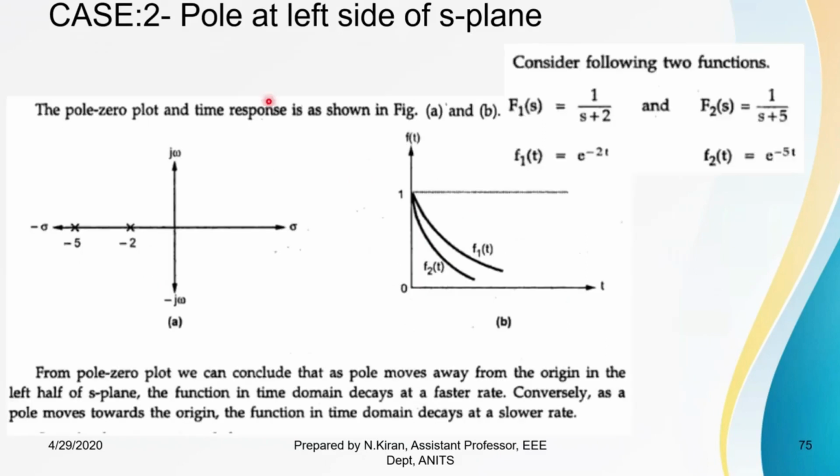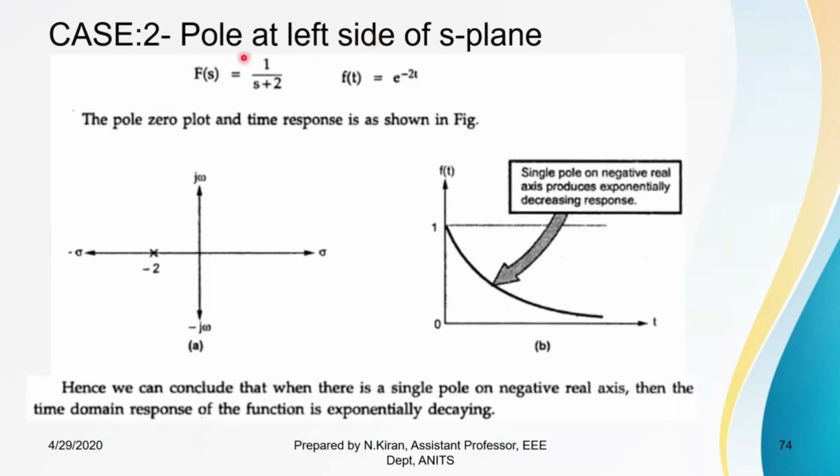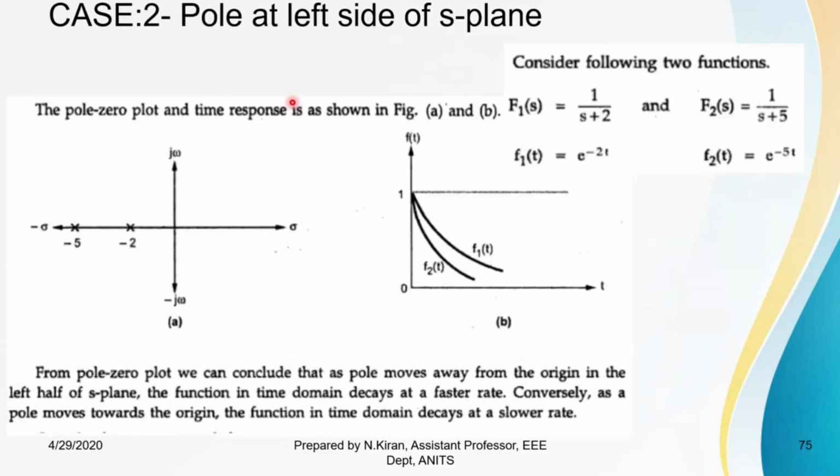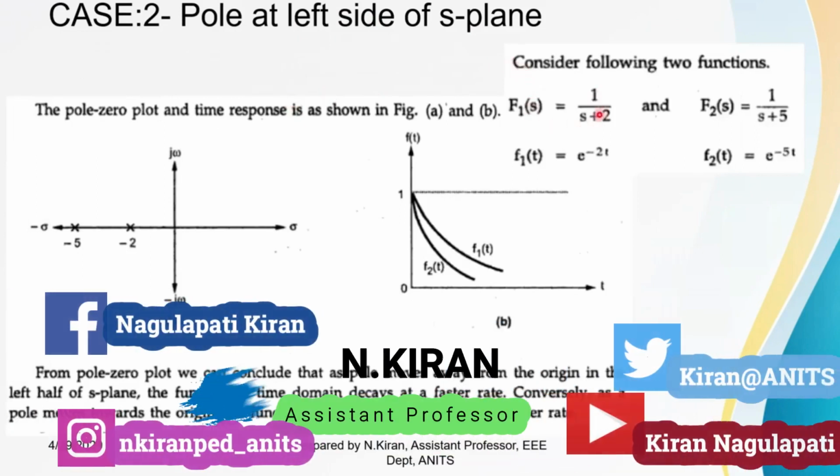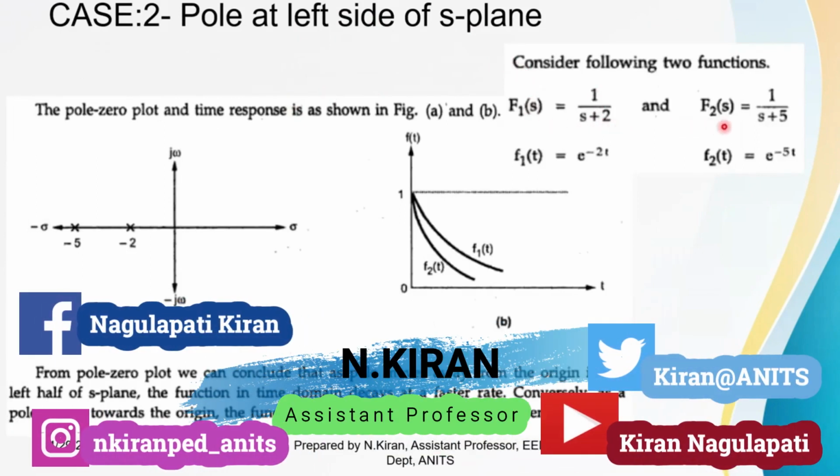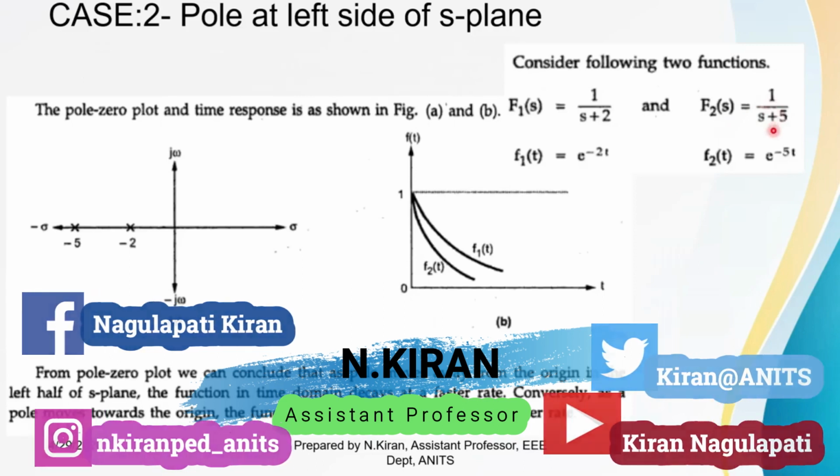The third case, if the pole is on the right hand side. Before going to the right hand side, here we have considered only one function. Suppose I have two functions here, F1 of s I will take as 1 by s plus 2, and F2 of s I will consider as 1 by s plus 5.